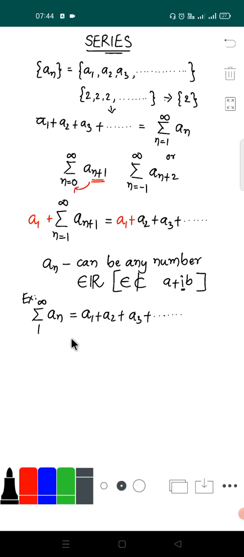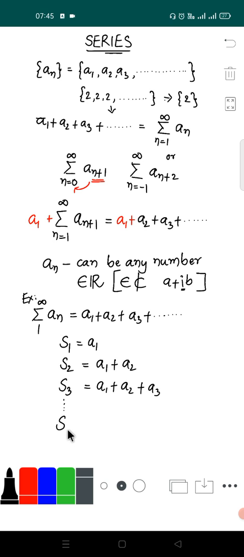Now we discuss the sum of the terms. First we take the sum of the first term. S1 is nothing but a1. S2 is the sum of two terms, a1 plus a2. S3 is the sum of three terms, a1 plus a2 plus a3, like this. The sum of k terms means a1 plus a2 plus a3 and so on, plus ak, up to the kth term.